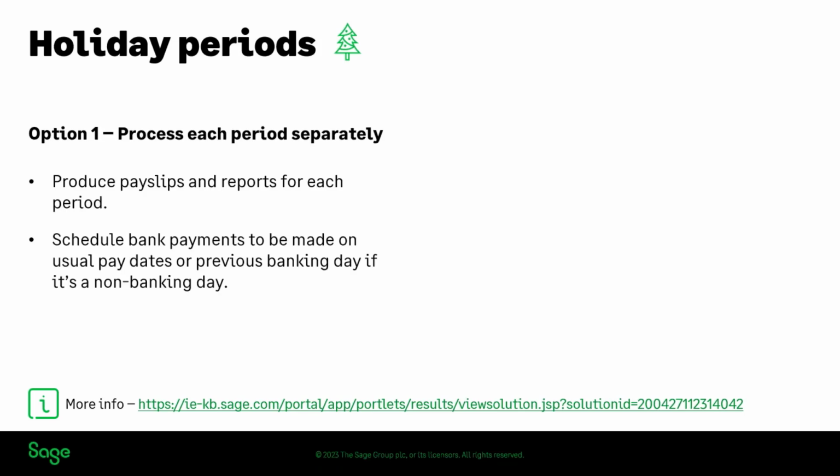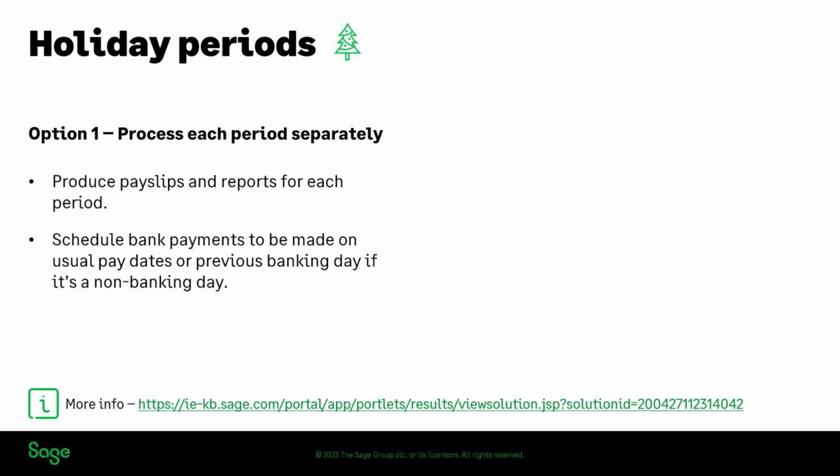So when it comes to processing holiday periods, there's two ways you can do it. One option is in your payroll to process each period separately. So you've got a set of pay slips and reports for each weekly period, and then from those reports you'll either be able to schedule bank payments to be made on the usual pay dates. So if you're processing in advance but you're not paying in advance, you can just set your bank payments up to the usual pay dates.